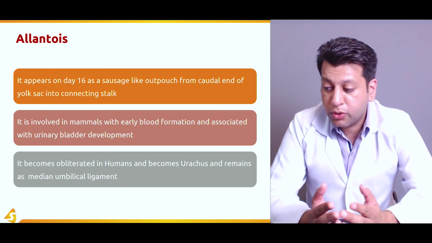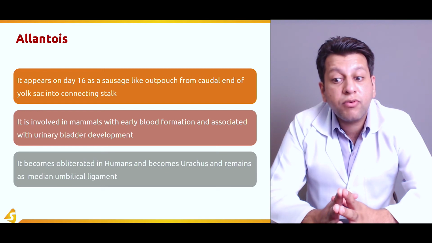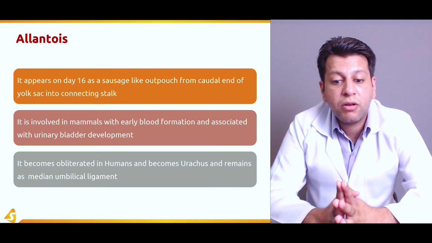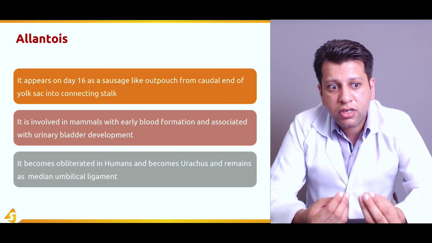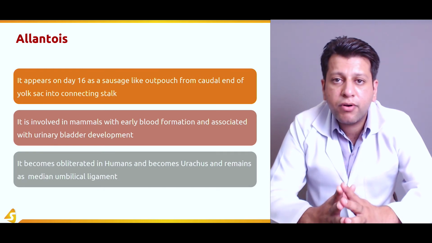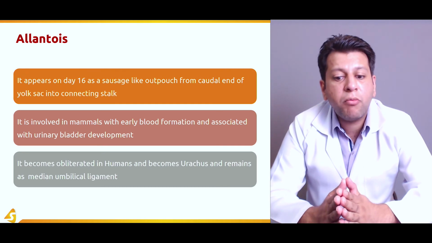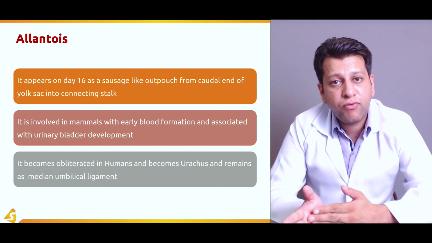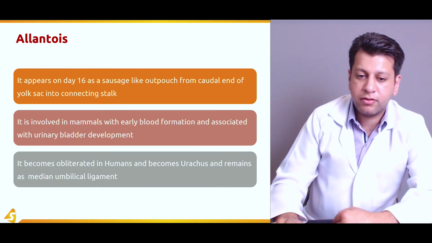Now coming to the allantois. It appears on day 16 as a sausage-like outpouching from the caudal end of the yolk sac into the connecting stalk. In mammals, it is involved with early blood formation and associated with urinary bladder development. But in humans, the excretory organs, bladder and kidneys are not formed from the allantois, rather from the intermediate mesoderm. It becomes obliterated in humans and becomes the urachus, and remains as the medial umbilical ligament. This will persist in adults as the medial umbilical ligament.